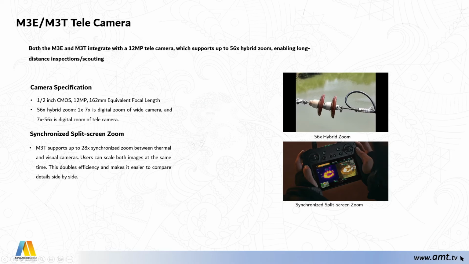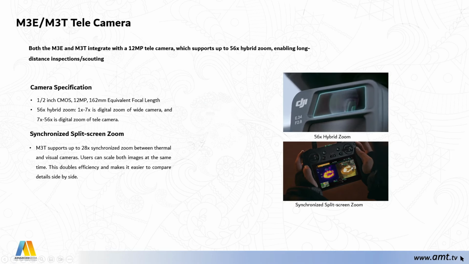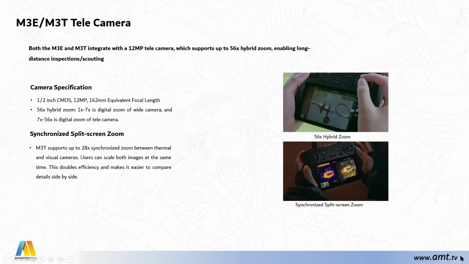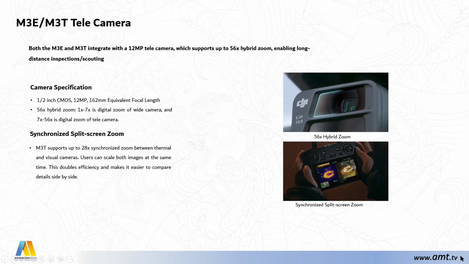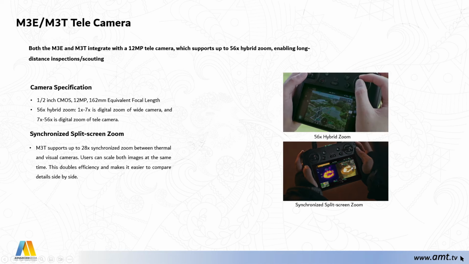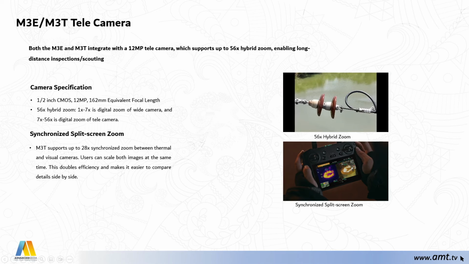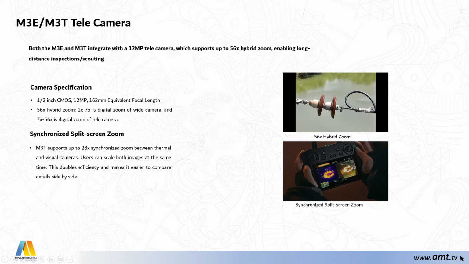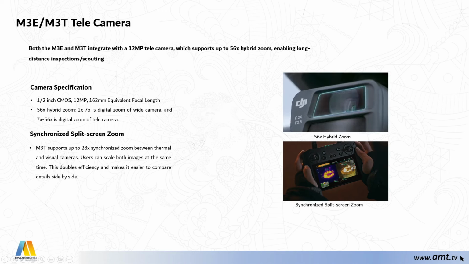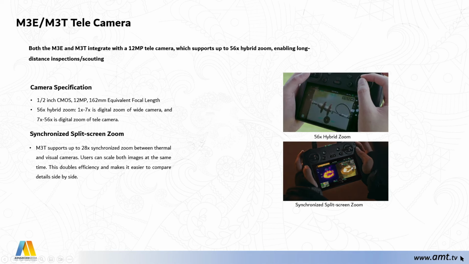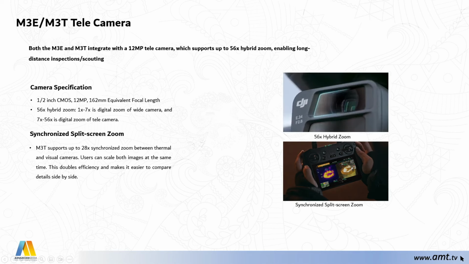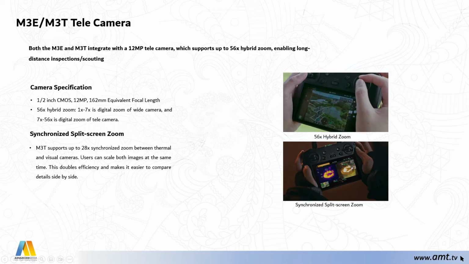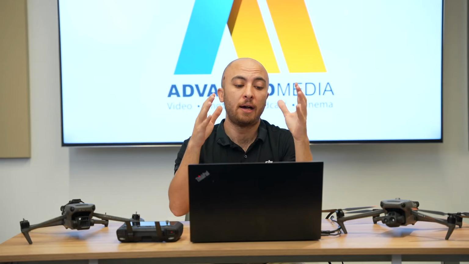It's a 12 megapixel telecamera and it supports 56x hybrid zooming, enabling long distance inspection and scouting. So this is really useful in scenarios where we want to inspect, but we don't want to get close to the object. So the telecamera specs are half-inch CMOS size, 12 megapixel, and 56x hybrid zoom. We have 1 to 7x from the wide angle camera, and then from 7 to 56x we are using the telecamera. Another add-on to the T version is the synchronized split screen.